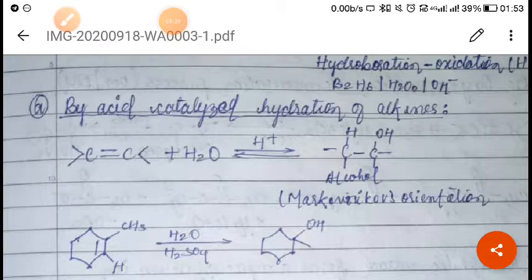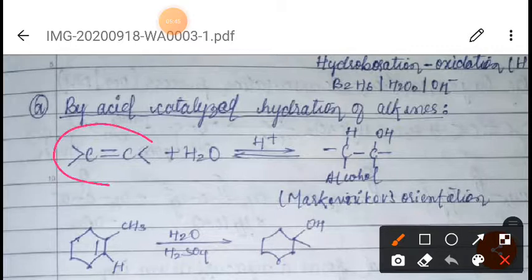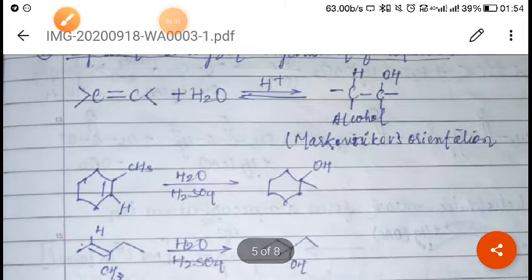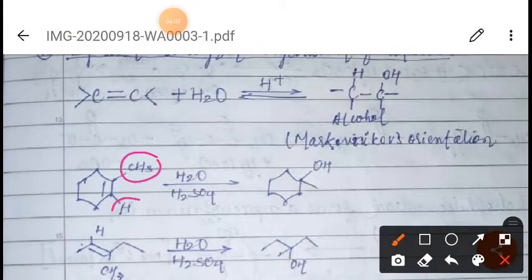Or you can see here, this alkene, with the help of H2O, is converting into alcohol. As you can see, Markovnikov orientation is taking place here. Here CH3 is there and here H is there. So always remember that hydrogen will go to that carbon which contains the larger number of hydrogen atoms.